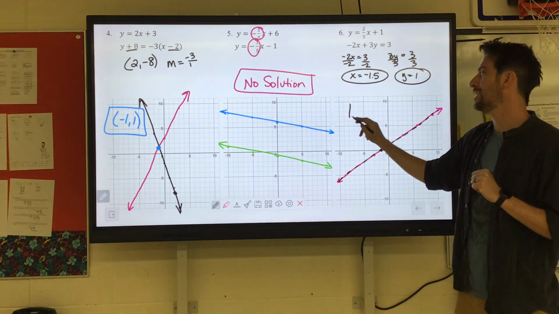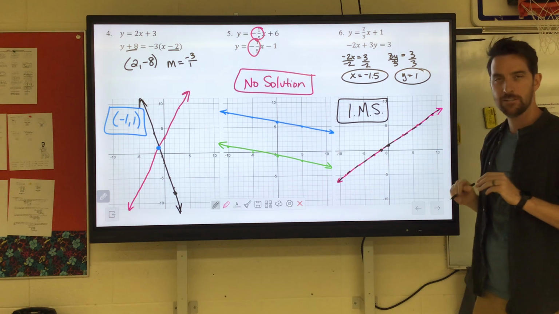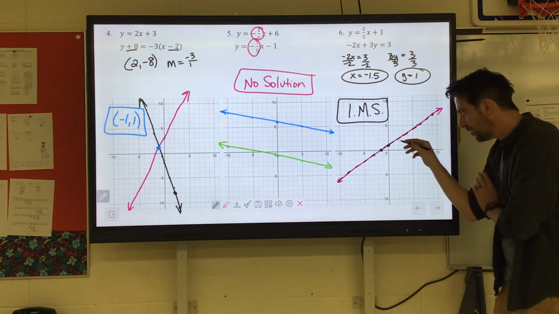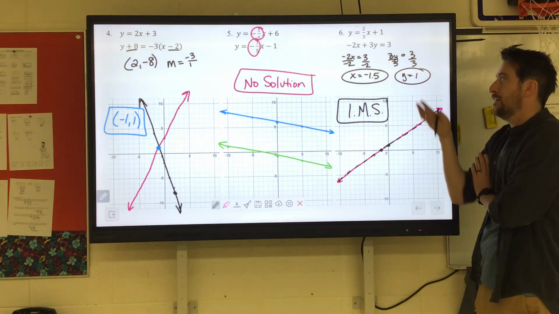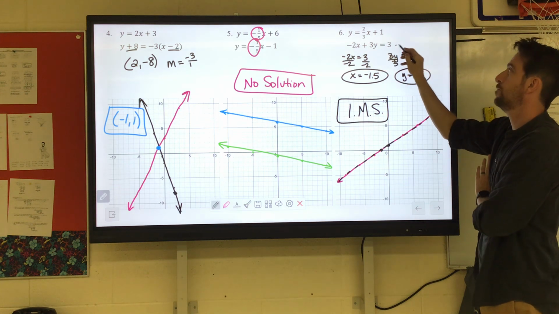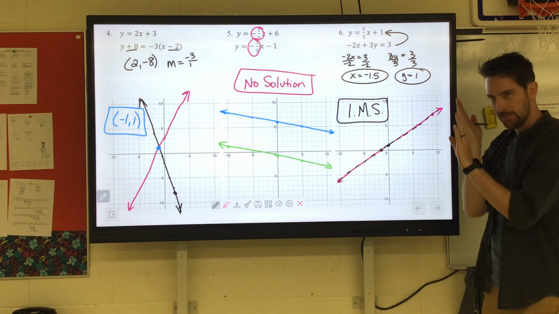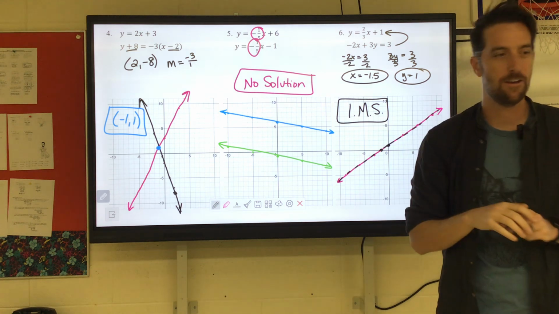And what we write for that is IMS, which stands for infinitely many solutions. These lines are always touching each other. So there's infinite little decimal solutions because it's the exact same line. Also, if you took that second equation and got it in slope-intercept form, it would be the exact same thing. So if the lines are the exact same line, it's IMS, infinitely many solutions. Fun!